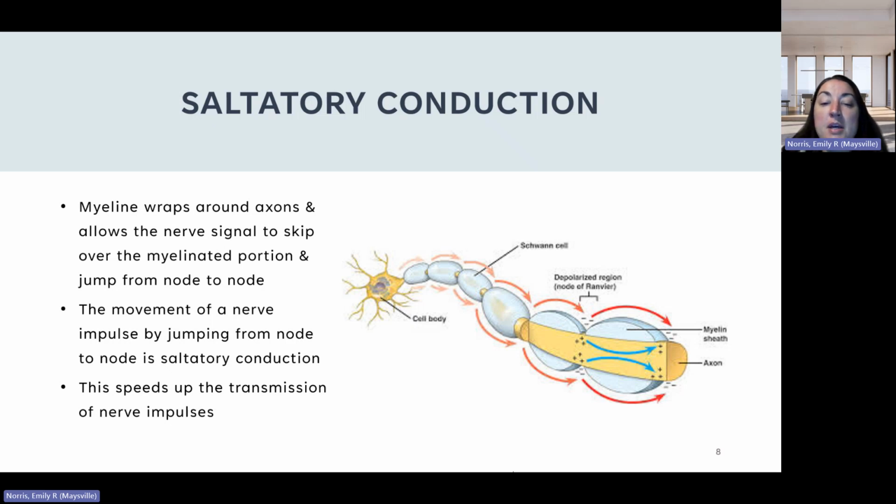But when the myelin is wrapped around, in between those groups of myelin are the nodes of Ranvier, and the impulse can jump from one node to another to increase the velocity of the contraction, the speed of the contraction. And that impulse jumping instead of just slowly sliding through is called saltatory conduction. So the movement of a nerve impulse by jumping from node to node is saltatory conduction. This speeds up the transmission of nerve impulses.